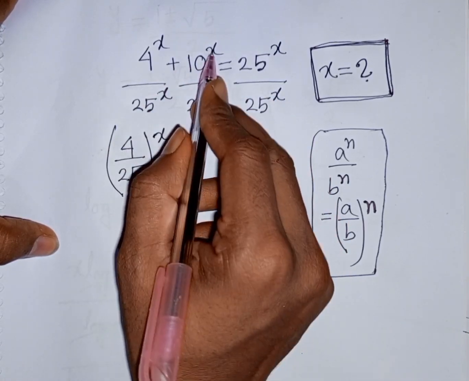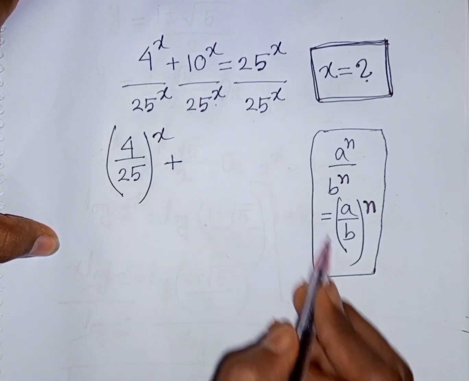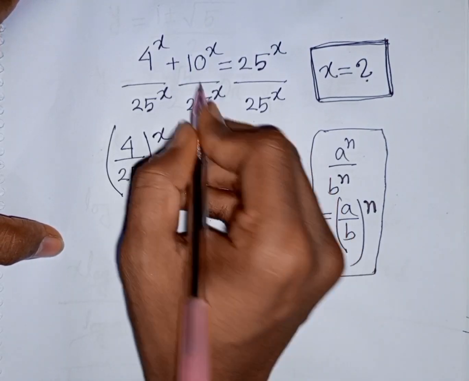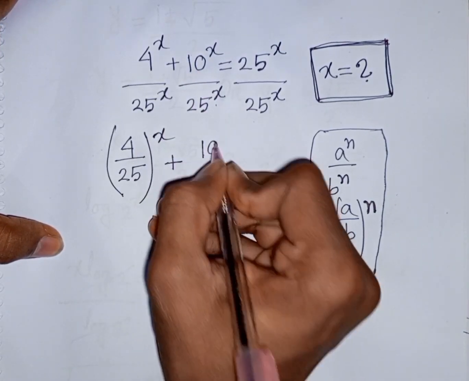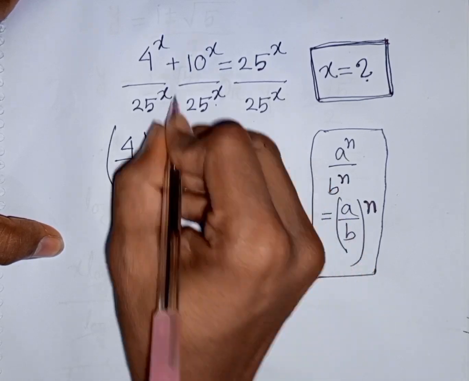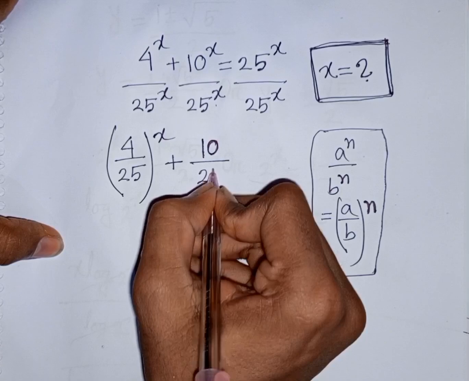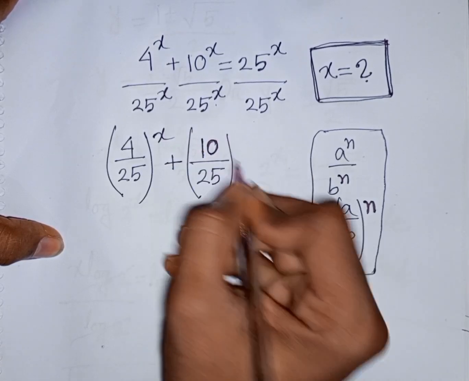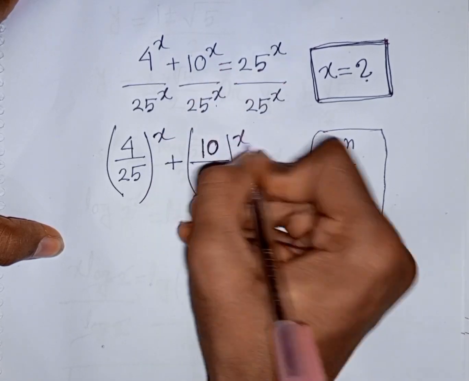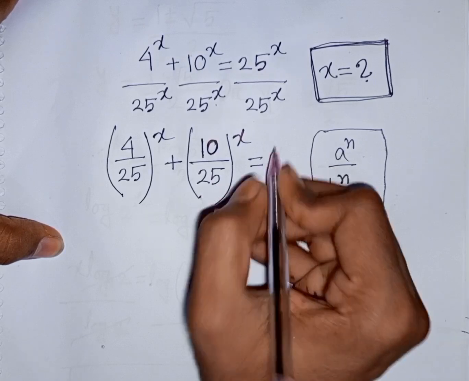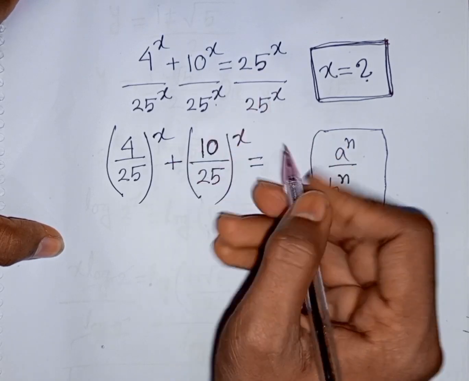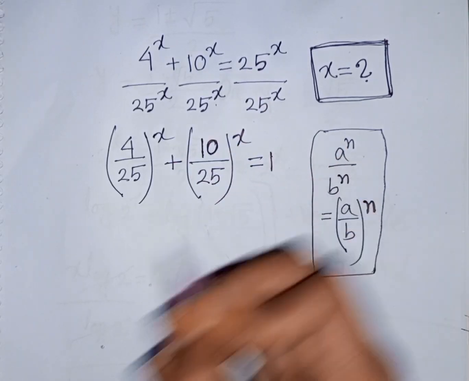again x is the same power but different base. So according to this formula, I can write here 10 over 25, then bracket common power x is equal to this divided by this, that means it will be 1.